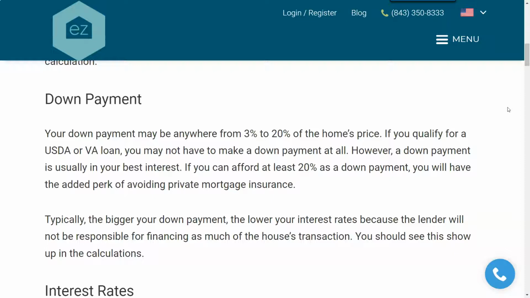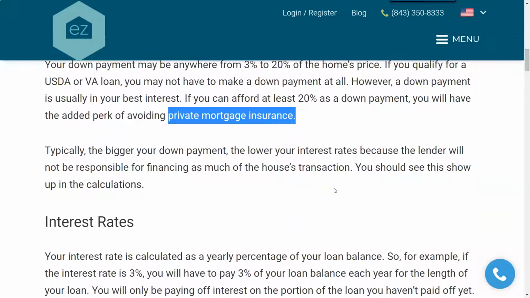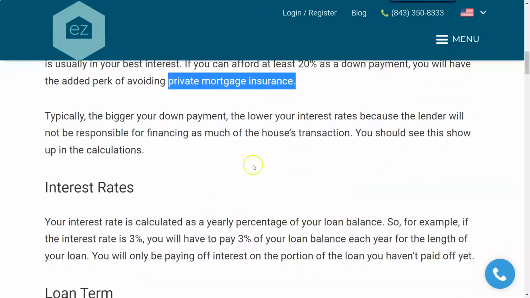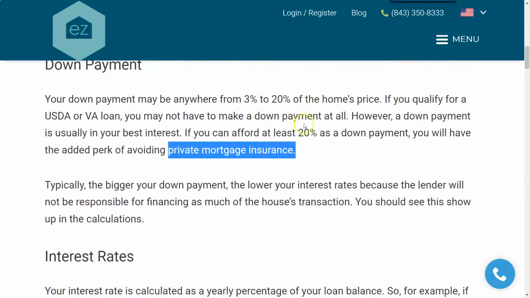If you can afford at least 20% down, you'll have the added perk of avoiding private mortgage insurance. So if you put less than 20% down, you have a second insurance that you have to pay in your monthly payments, which is called private mortgage insurance. And this is basically insuring the lender. Then you have your own homeowner's insurance. So if you want to avoid that, that's the way to do it. Put 20% down or more, otherwise you'll have that in your payments.